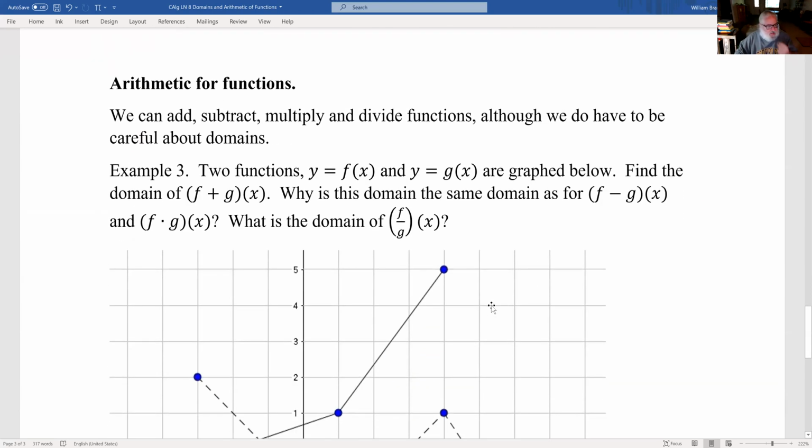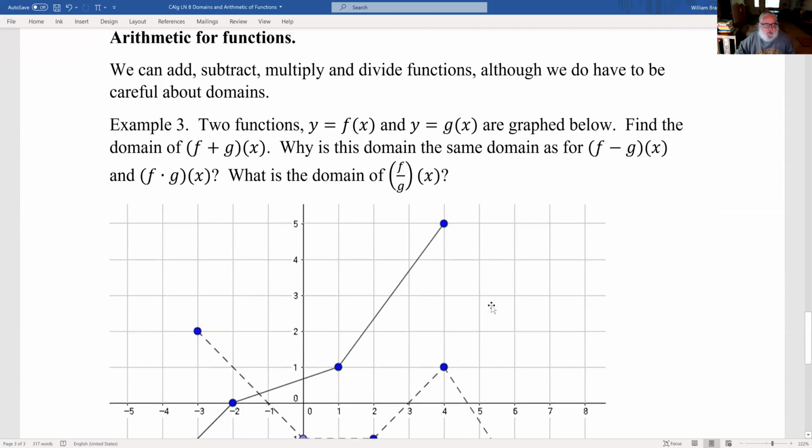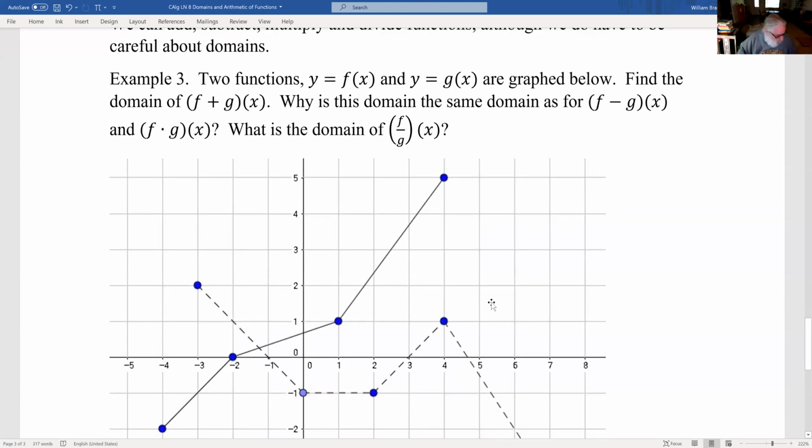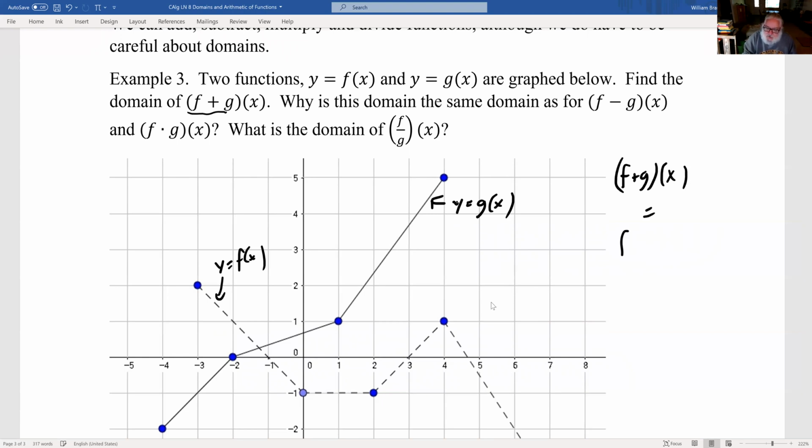What about adding and subtracting, multiplying and dividing functions? Although we do have to be a little bit careful about domains. So we have two functions, y equals f of x and y equals g of x. So I'm going to call this one g of x, and the dotted line I will call f of x. So we have this notation, f plus g of x. What does that mean? Well, that's just another notation for f of x plus g of x. It just means plug x into both functions and add them up.